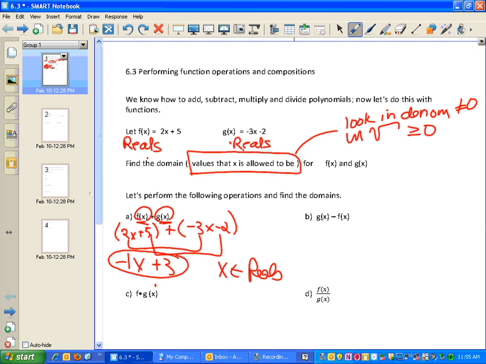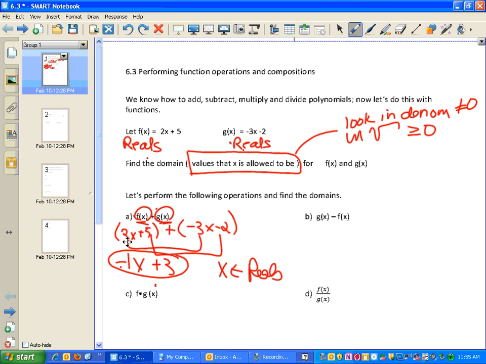Okay, Pooja? So the answer is two parts. One is to add the two functions together, which gives me negative x plus 3, and one is to find the domain, which is x as an element of the reals. It's a little C with a line through it. It means element.